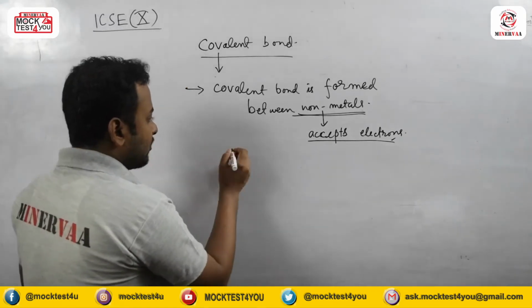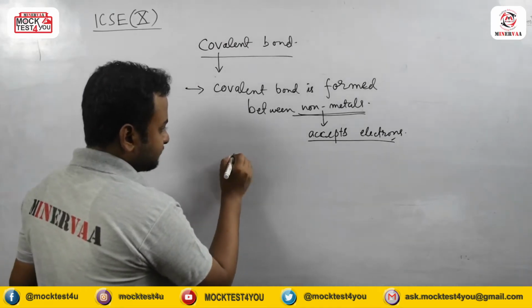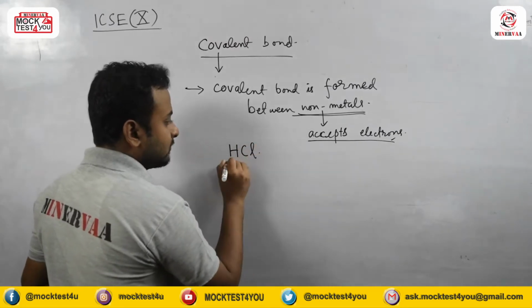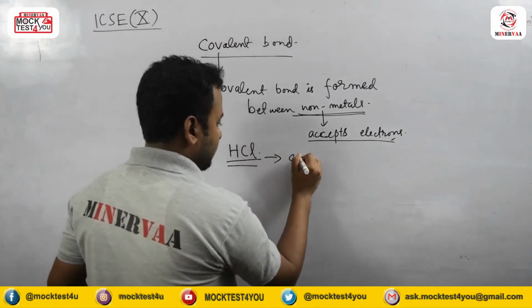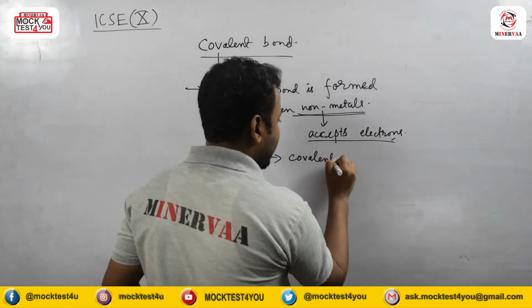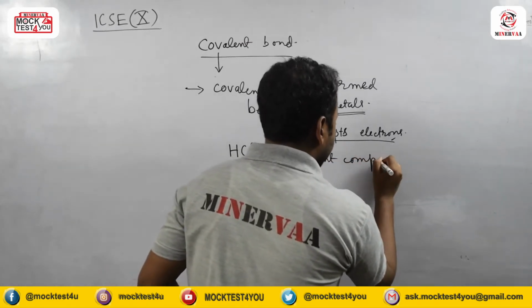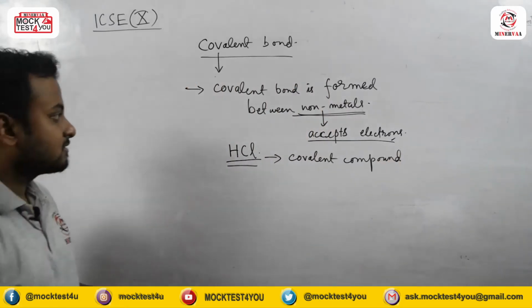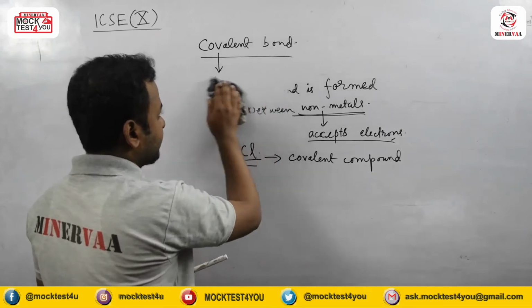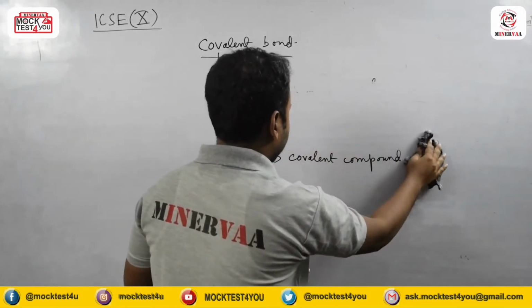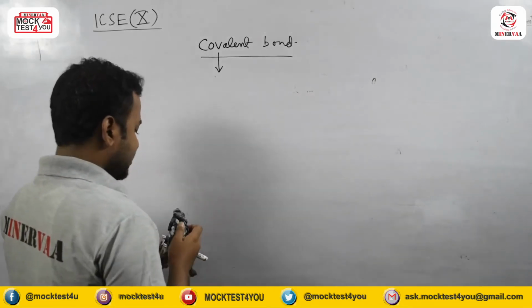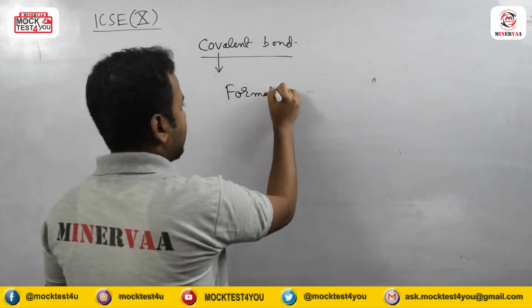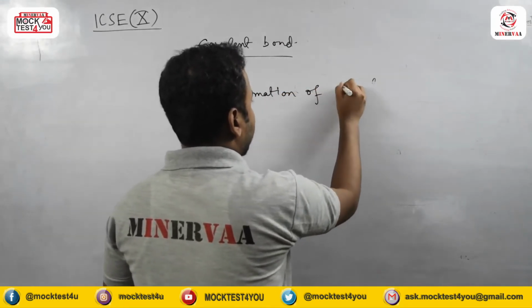If we see an example, just take the formation of HCl, which is a covalent compound. Why is it a covalent compound? Because the bonding is formed by covalent bond, by sharing of electrons. So we'll see the formation of HCl.